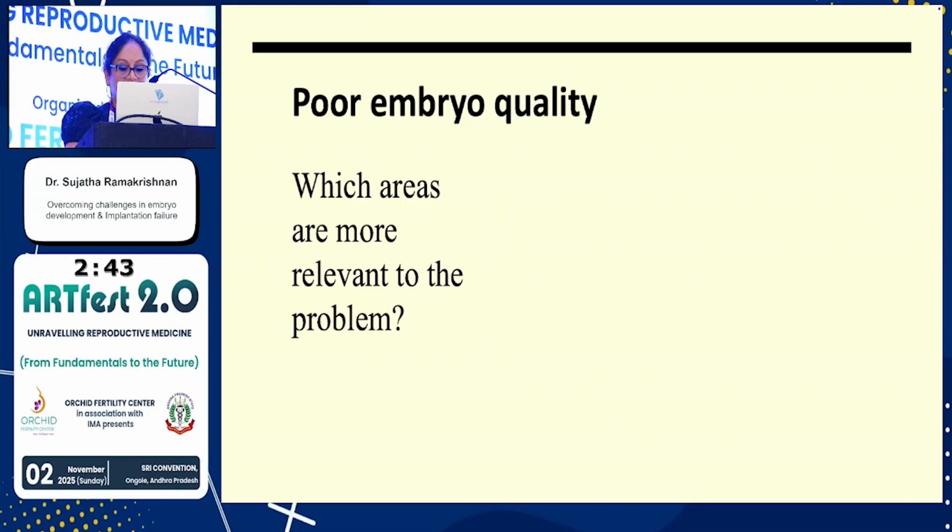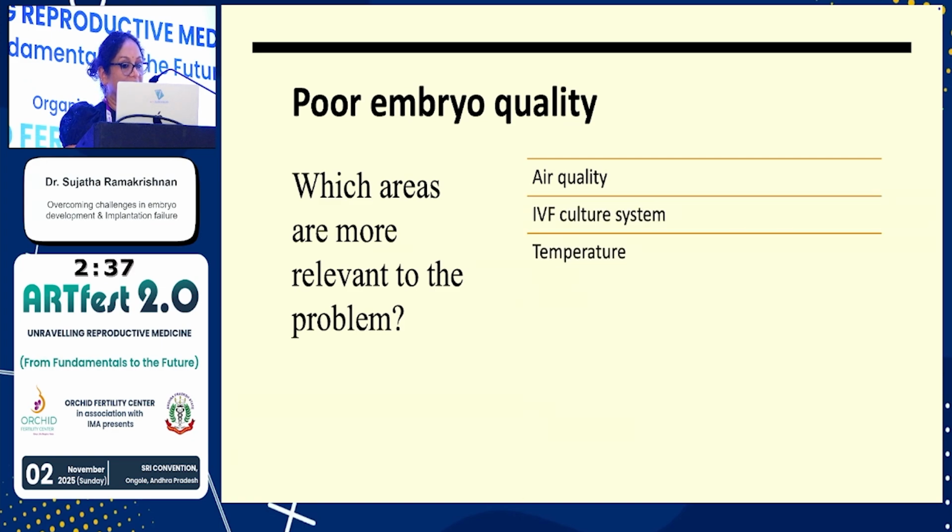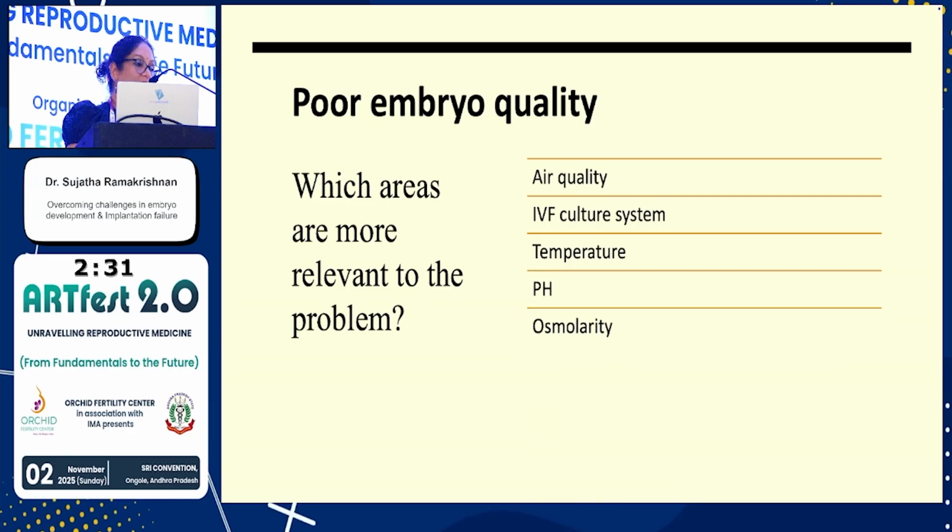These are the things when you're looking at a good embryo, but when you have a poor embryo quality, what do you see? Dr. Sarapreet had already spoken about all these parameters: we have to look at the air quality, the culture system, the temperature, and it has to be measured. You cannot outsource it to somebody who comes and measures once in 15 days or once in a month.